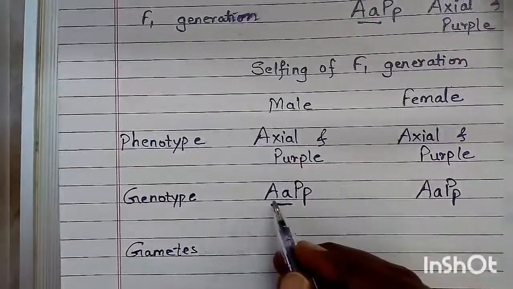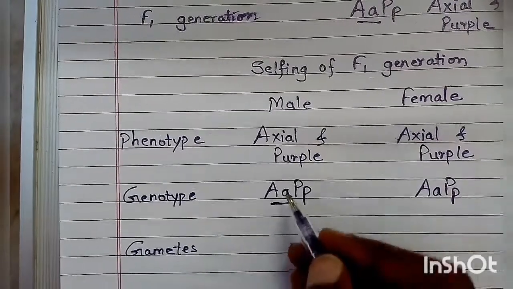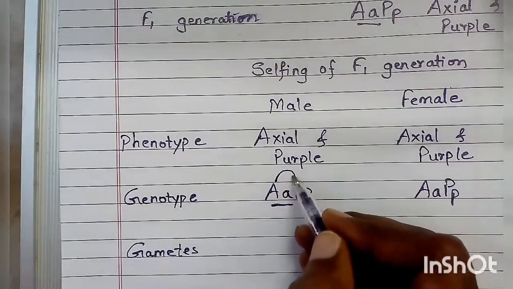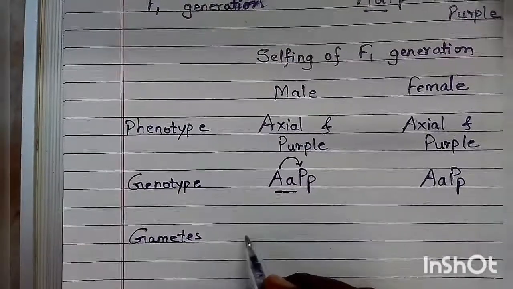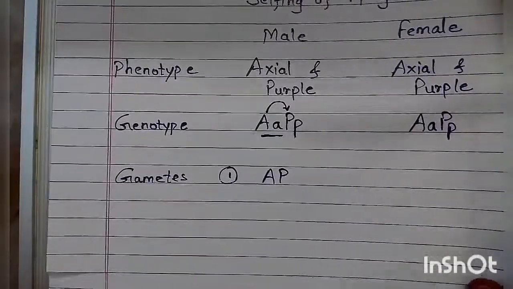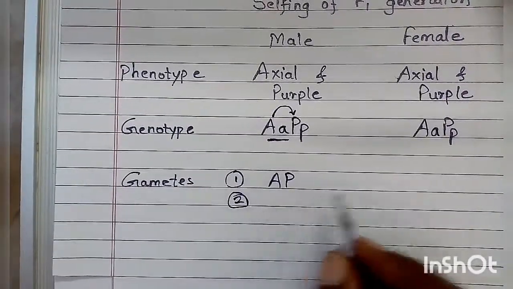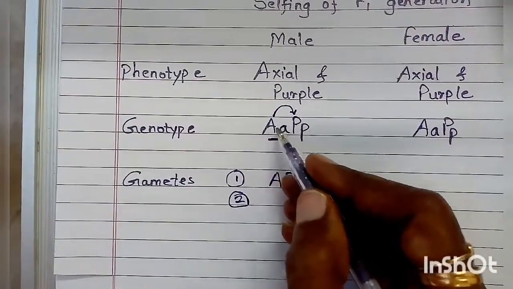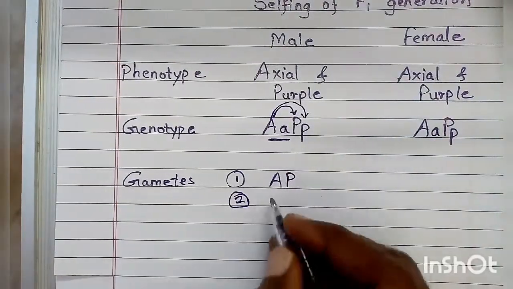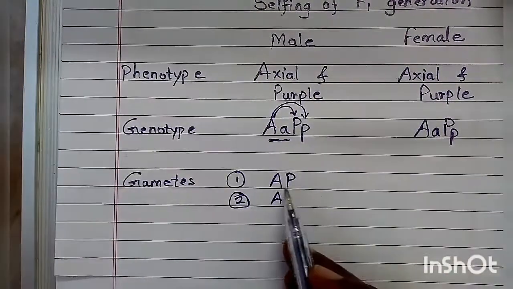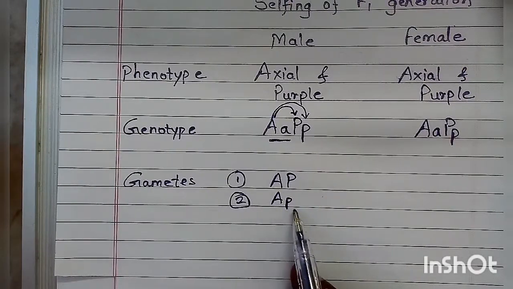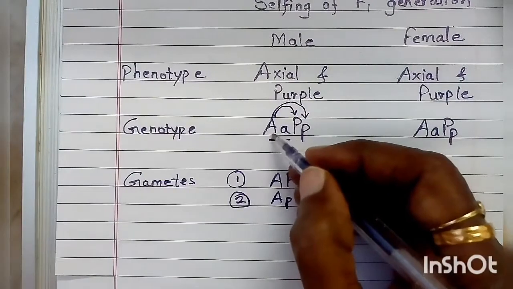Now since it is heterozygous, we have to take this capital A and fuse it with this one. So the first gamete that will be formed will be capital A, capital P. The second gamete will have the same letter, capital A, crossed with small p. So one gamete is capital A, capital P. The other gamete is capital A, small p. So this one is over.